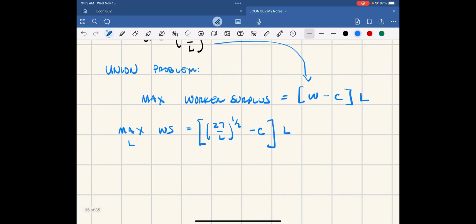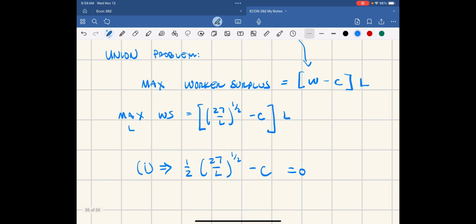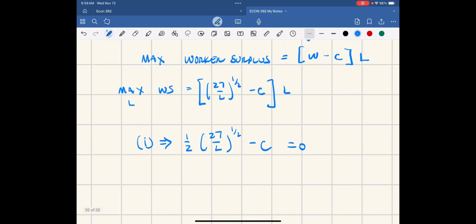And we're going to take the derivative with respect to L. So the first order condition here, we get 1/2 times 27 over L to the 1/2 minus C equals 0. And now we solve this for L. So the L star for the union is equal to 27 over 4C squared.